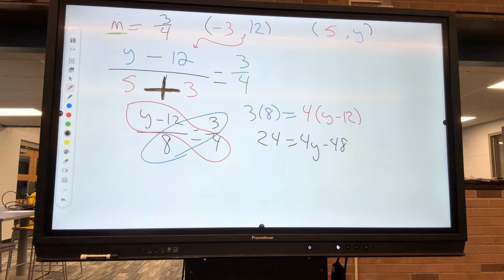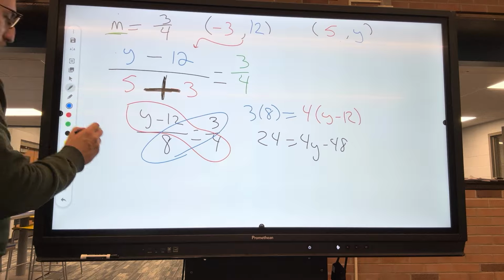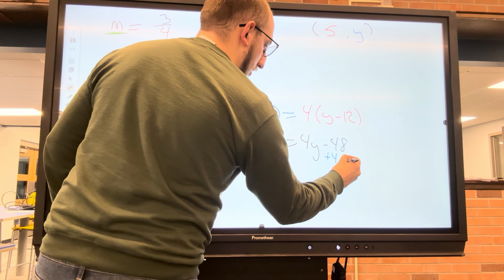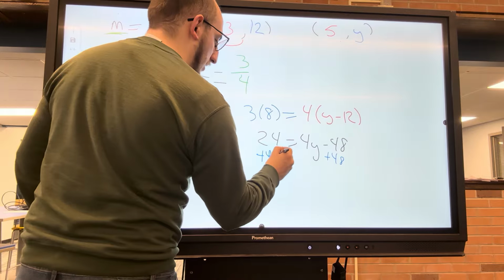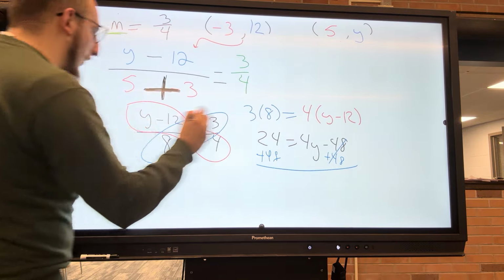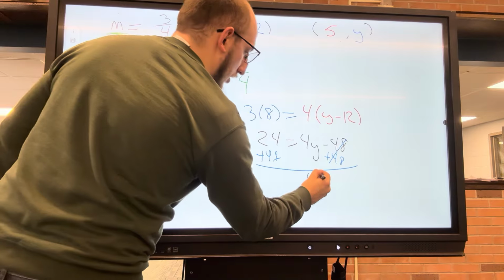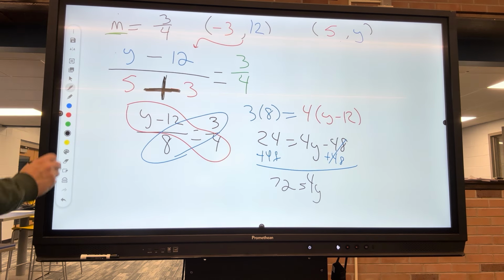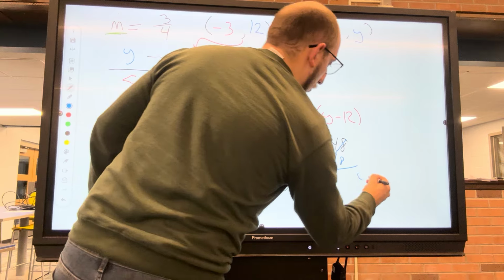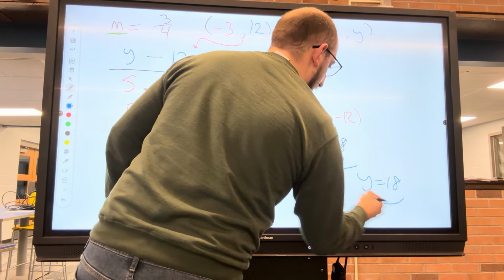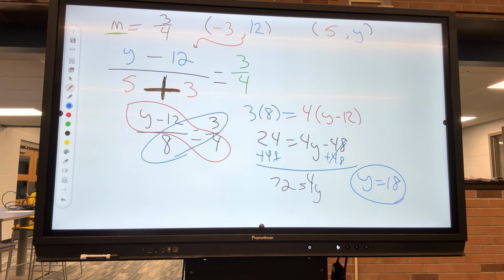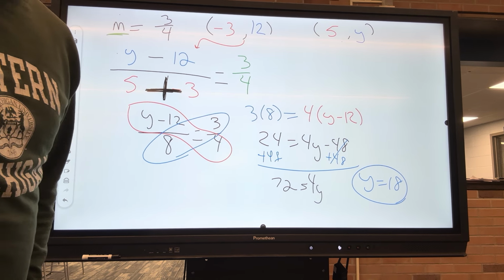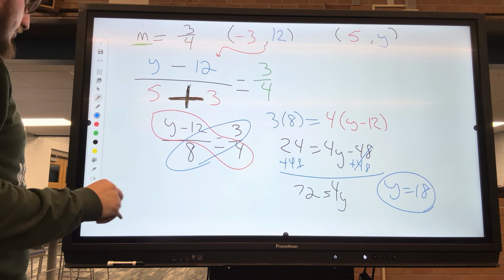And now that's a 2-step equation. We add 48, just to get that y all by himself. 72 equals 4y, and we'll get y equals 18. And you can check your answer if you want. I'm going to put one last example on the board, and let's see if you know how to do it, okay?